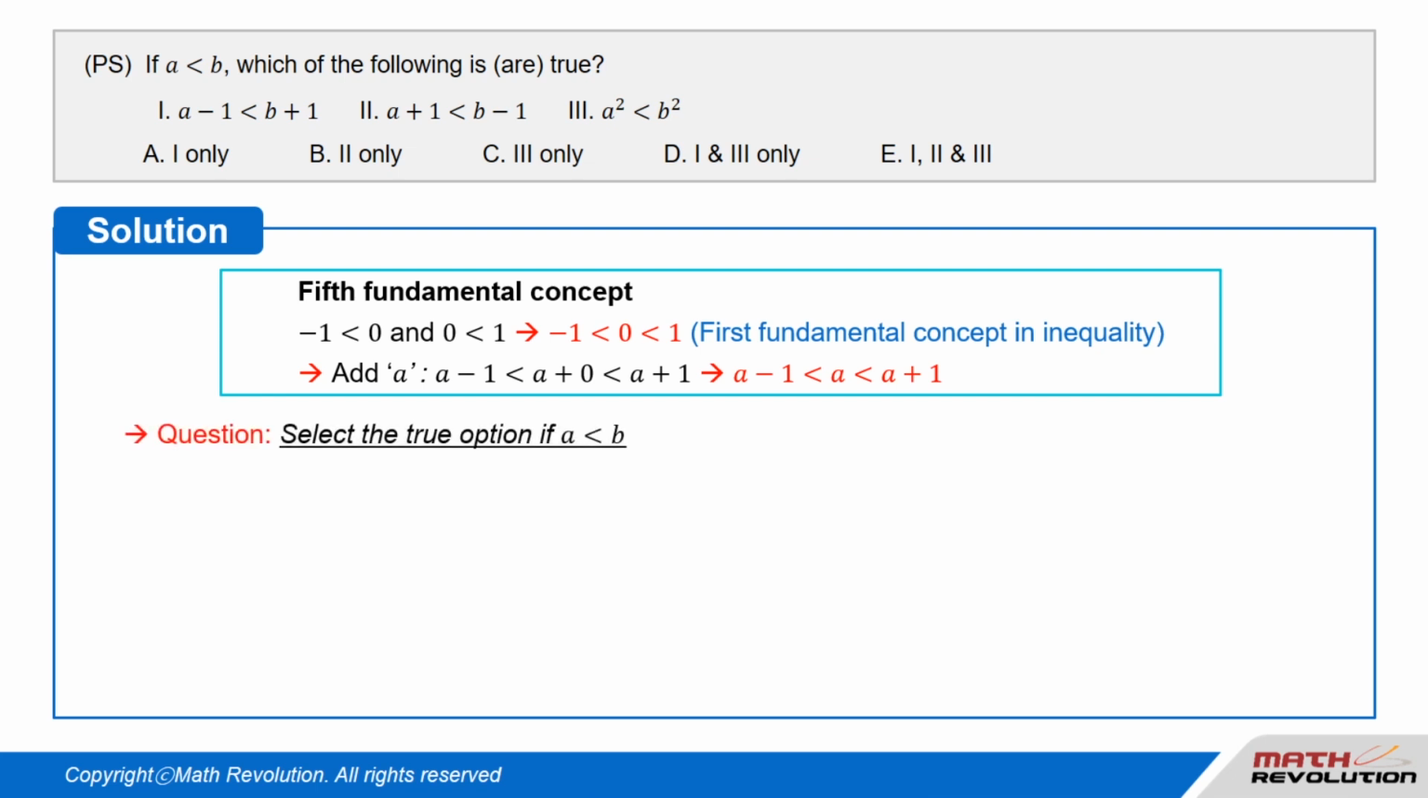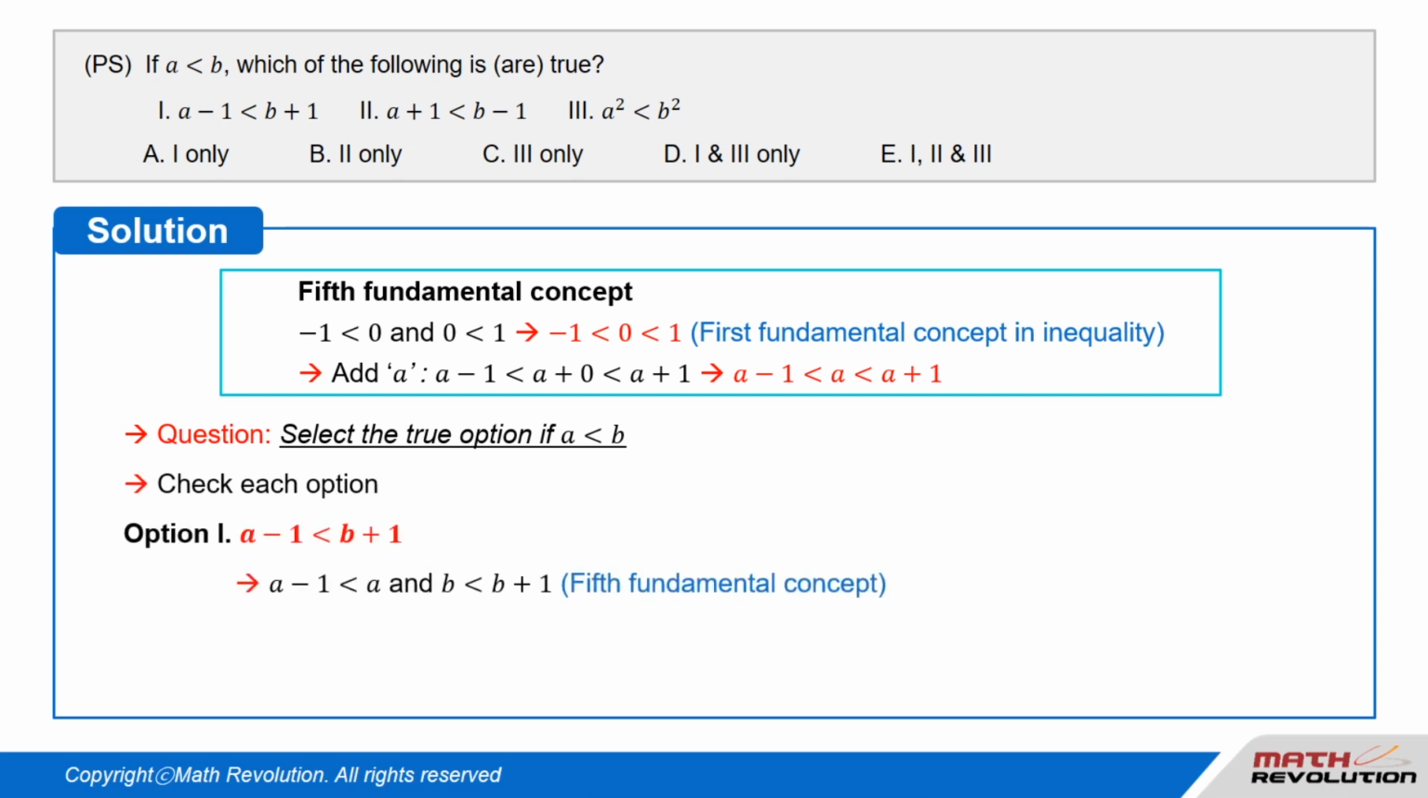We are required to select the options that will be true if A is less than B. It is okay to substitute the numbers, but it is better to solve the question by using the fifth fundamental concept. Let us check each option. Option 1. A minus 1 is less than B plus 1.